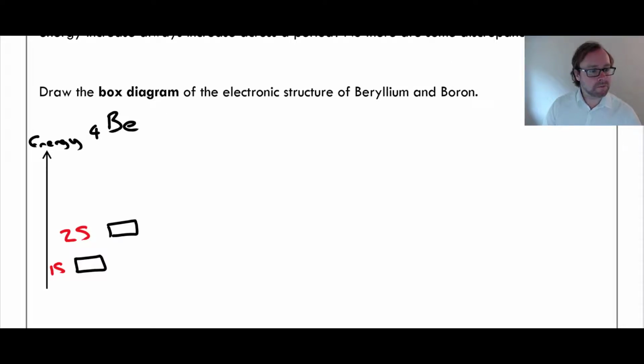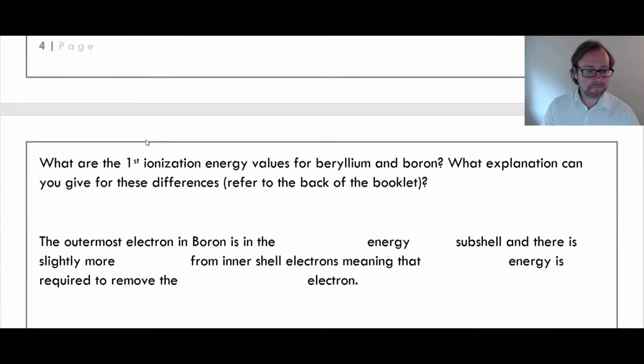Okay, so now we need to fill in the electrons. So we have 4 electrons. Remember, we fill the first energy level first, and then the second energy level second, fully. So 1s2, 2s2. I'd like you to have a go at doing boron yourself, and as well, what are the first ionization energies of beryllium and boron? I want you to find out, and what explanation can you give for these differences?